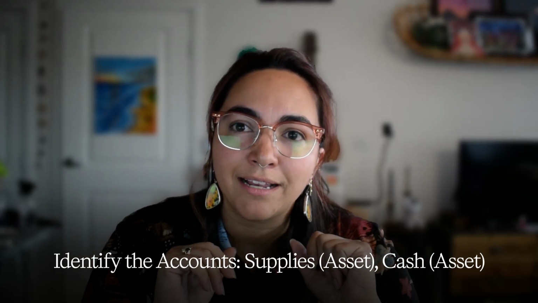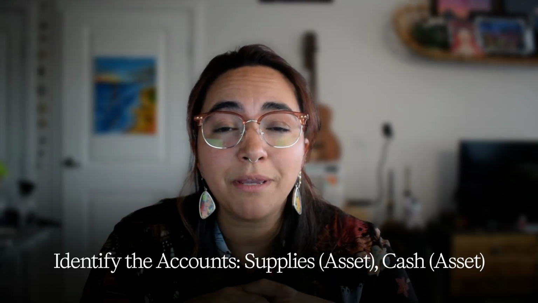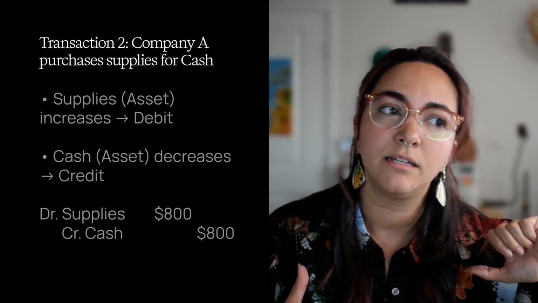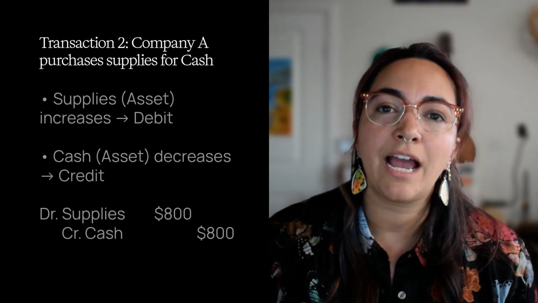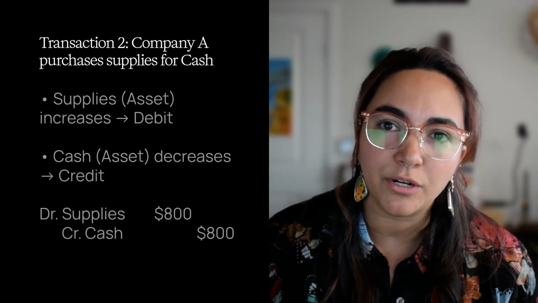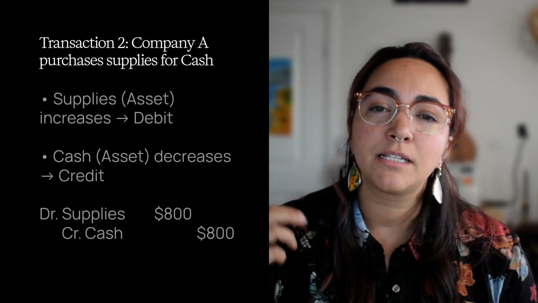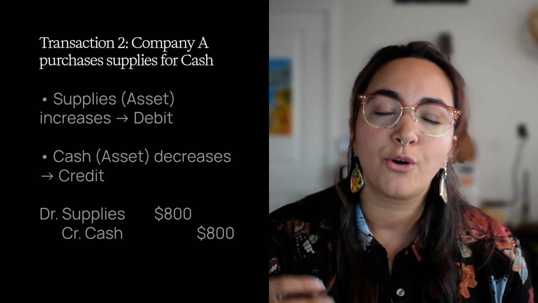Cash is going to be an asset, supplies also going to be an asset. So what did Company A do? They purchased supplies. So we're going to see an increase to supplies because Company A got supplies. We have an increase to their asset account of supplies. And then we have a credit to their cash account because cash is decreasing. The amount was $800. So we have a debit to supplies, $800, credit to cash, $800.